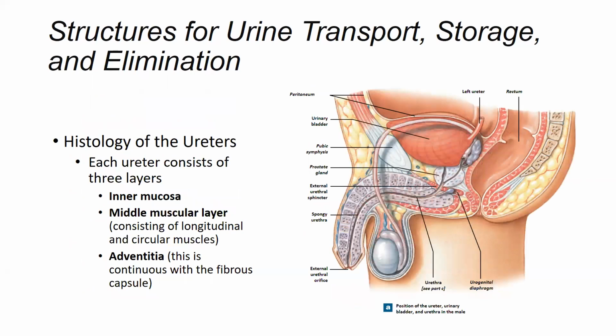The histology of the ureters, we're not going to get too deep here, but there are 3 layers to not only the ureters, but the bladder. Much like most hollow organs, like the stomach and uterus, there are 3 layers here. The inner mucosa, which is lined by epithelium, transitional epithelium to be exact. The middle muscular layer, which is basically the meaty layer of the ureters. And then we have the adventitia, which is the outer fibrous connective tissue capsule.